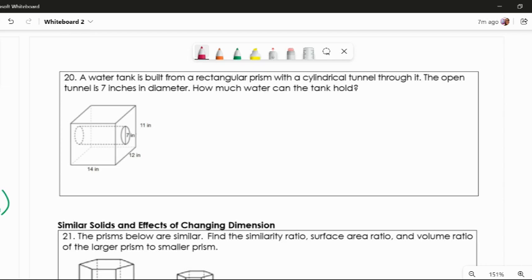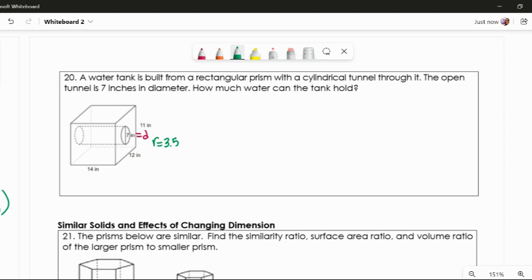Notice that they even told us that's the diameter. That is not the radius. When we need the radius, we can't use 7. The radius will be half of that. So half of 7, or 7 divided by 2, is 3.5. So our radius is actually 3.5.